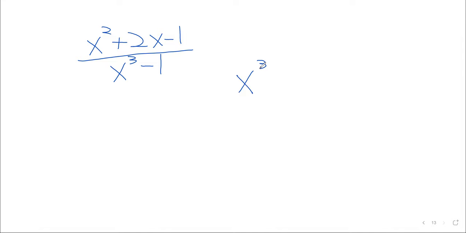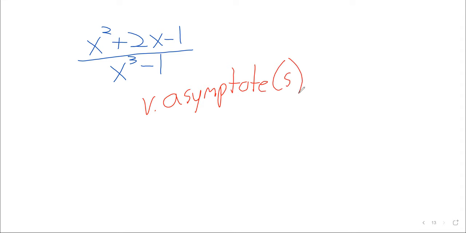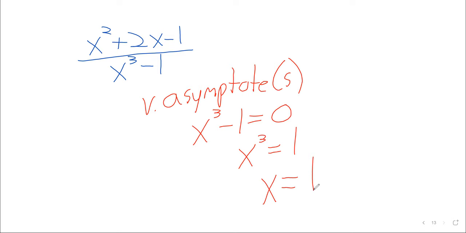Like here, let me explicitly write down what we're doing. Here, if we want to find any and all vertical asymptotes, we set x cubed minus 1 equal to 0. And this is a third degree polynomial, but maybe it's one that you can solve just in your head. The cubed root of 1 is 1. So this particular rational function has a vertical asymptote at 1.